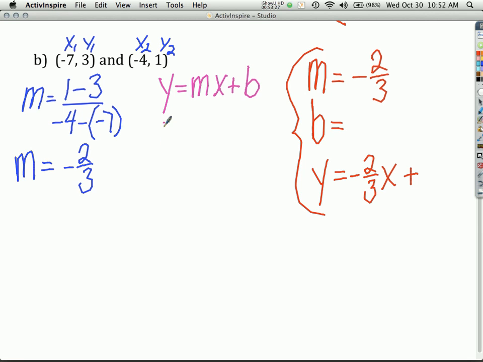So we get 1 equals -2/3 times -4 plus b.